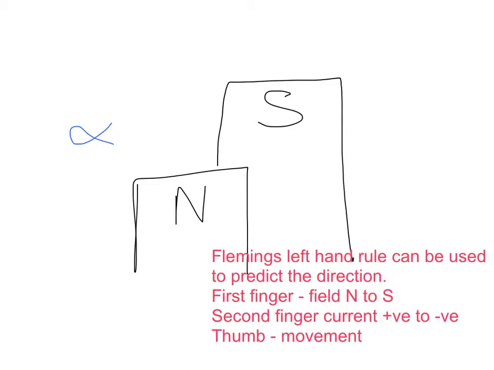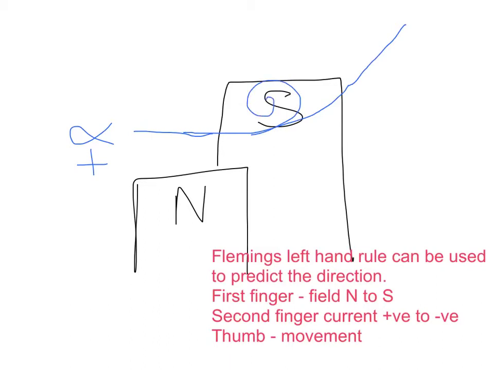And because an alpha particle is positive, we say that the current is actually going left to right. The thumb with Fleming's left-hand rule will show the movement. And so you should see, as the particle moves into the magnetic field, it curves up. And in fact, if the particle stays in the magnetic field, it will curve round in a spiral.